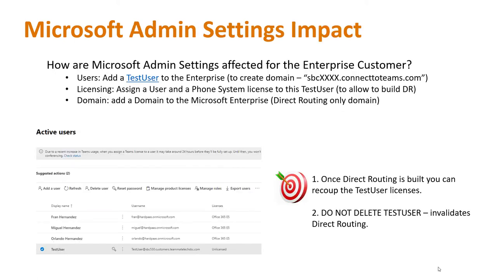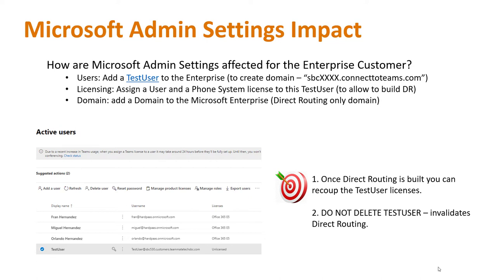When you do add an enterprise to this connector with TeamMate, you are having some impact on their admin. First thing our system automates is the setup of a test user, a user that has a domain name that's the same as the domain name of the direct routing domain. This user has to be licensed and have a phone system, and once they're authorized, that domain is then authorized and able to be used as the direct routing domain.